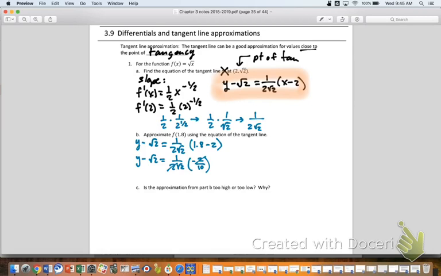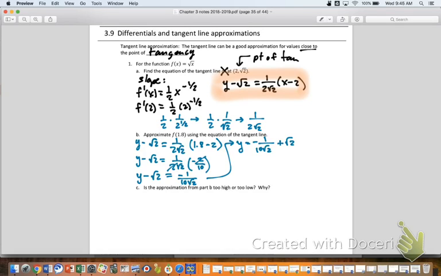Just simplifying a little bit here. So then I'd get y minus root 2 equals negative 1 over 10 root 2. Again, I'm just multiplying my fractions. When you multiply fractions, you multiply the numerators times each other, and you multiply the denominators times each other, and that's it. And then for my final step, I would say y equals negative 1 over 10 root 2, and I'll just add that root 2 over.